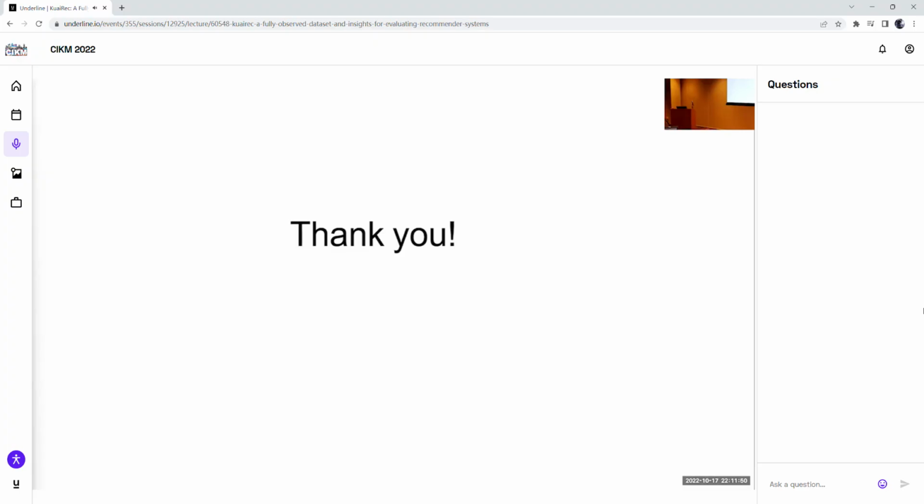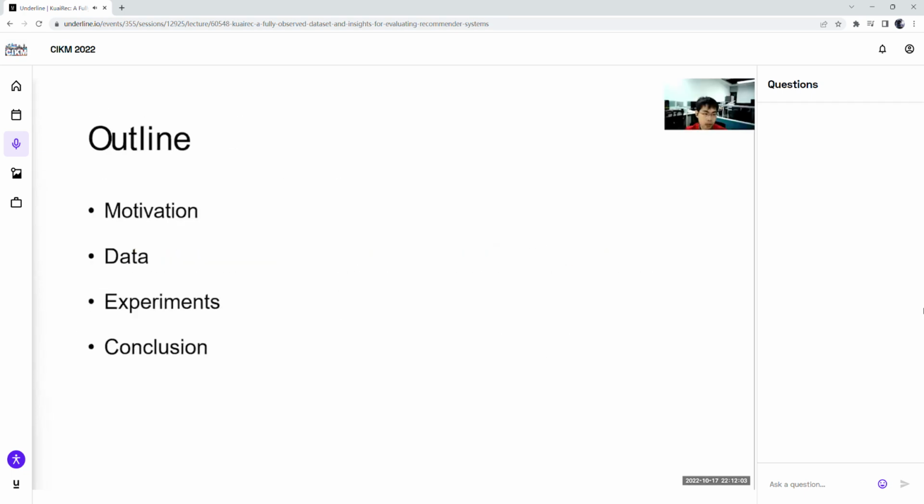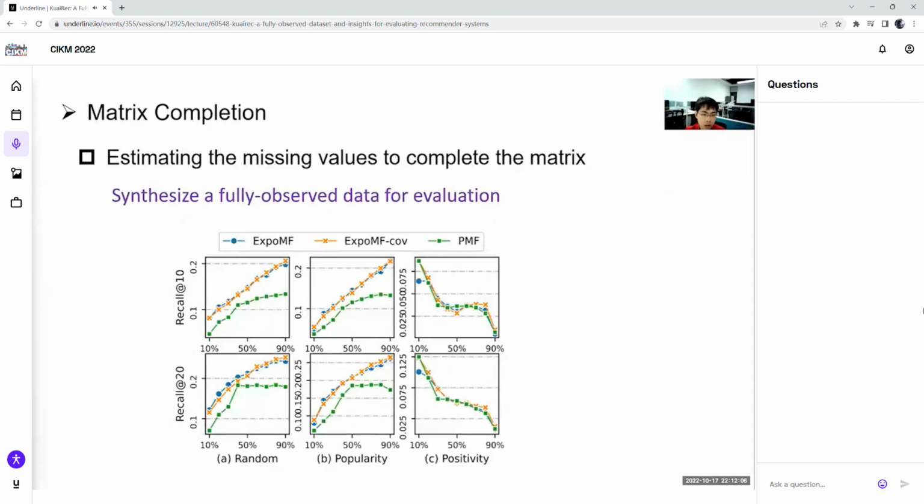So I was actually curious about how you simulate the missing values by using simulation. Can you tell a little bit more about that part? You mean this part? Yeah.